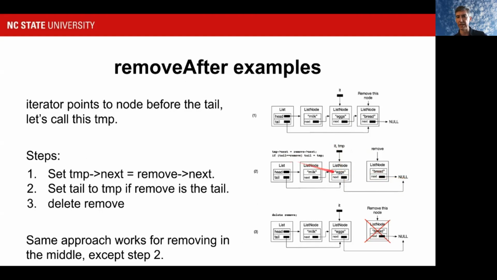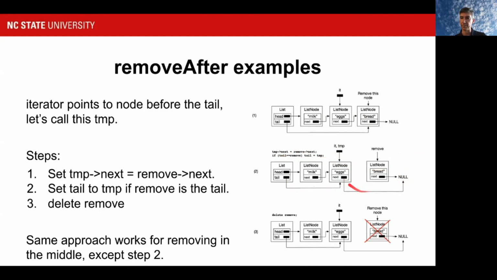And since eggs is the tail of the list, I can evaluate if that's the case by asking if tail is equal to remove, right? Was my tail pointer previously pointing at the thing I'm about to delete? And if it was, that means that now eggs is the tail of the list. And I need to set tail to point to this temporary. Now, if there was an object over here, this would be false and I wouldn't change tail, right? That would be the case of it being in the middle of a list. Okay, but here for this list, tail does need to get updated to point to temp.